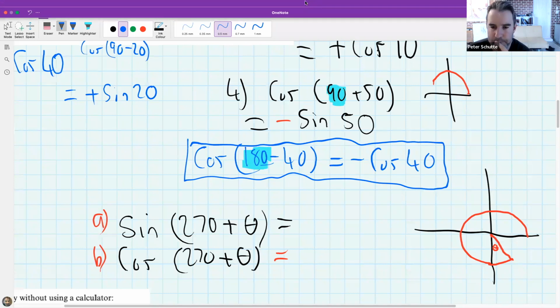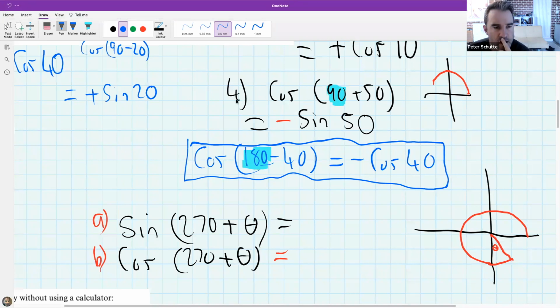Can you hear me, Annie? We seem to have a bit of an audio issue there, but Annie, if you can hear me, you can come on at any time. I'll do the first one. In quadrant 4, so 270 plus theta is in quadrant 4, and if I'm using the CAST diagram, only cos is positive in quadrant 4, sine is negative, and so it will be negative. Okay.